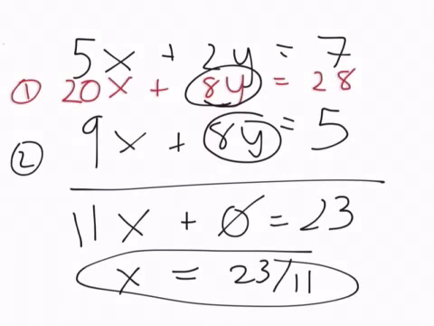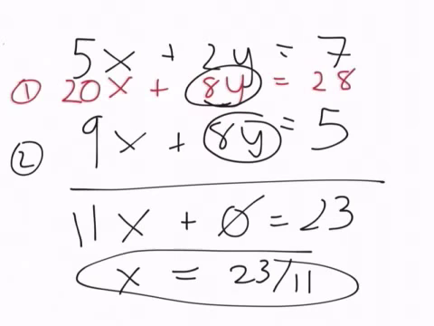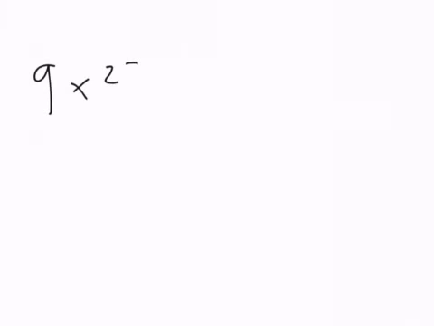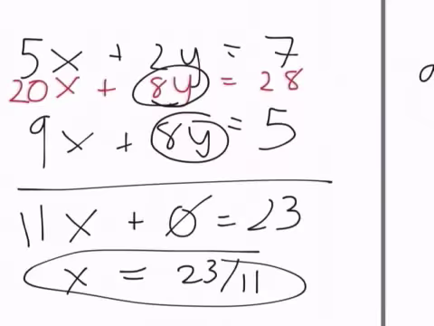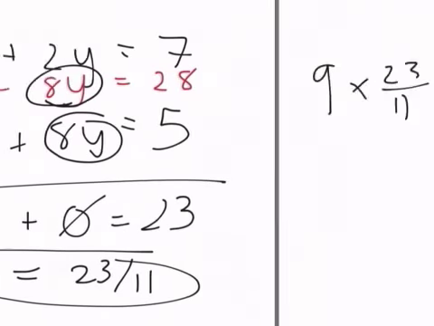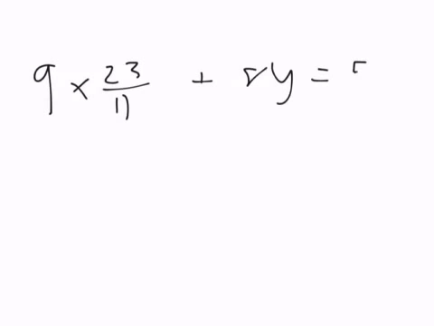Let's try and put that x into any of the two equations. So let's put it into the second equation. It doesn't matter which equation, it will give the same answer. You can try it at home. So, first equation is 9 times x, but we know now x is 23 over 11, plus 8y equals 5.